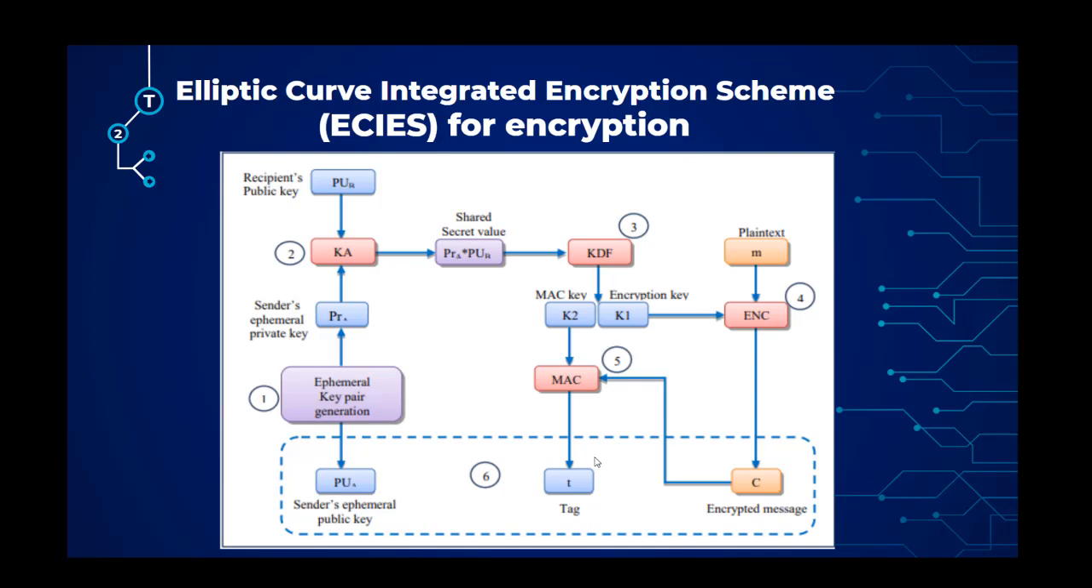So in this protocol, a Diffie-Hellman shared secret is used, as we explained before, to derive two symmetric keys, key 1 and key 2. Key 1 is used to encrypt the plaintext using a symmetric key cipher, and key 2 is used to authenticate the resulting ciphertext.